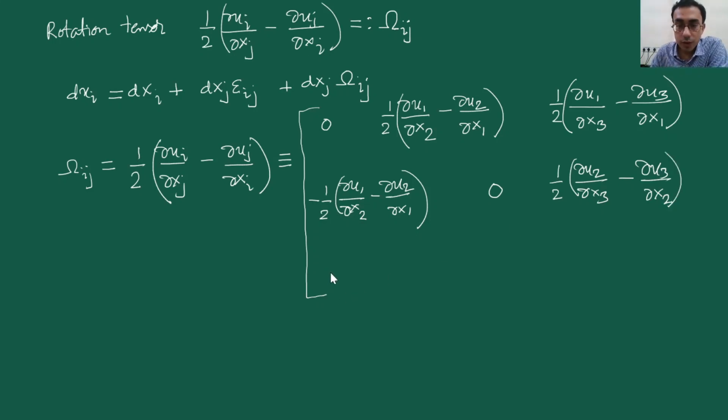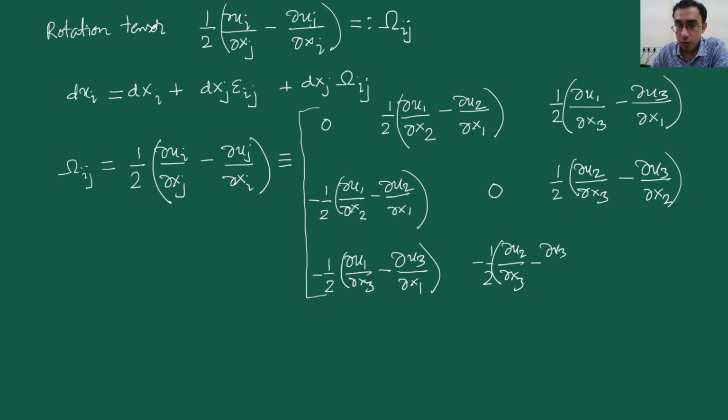And finally, for the third row, we know that it should be the negative of the first row, third column. So this should be minus del u1 del x3 minus del u3 del x1. And this term here that I'm going to write in the third row, second column should be the negative of the second row, third column, which is this term. So it should be minus half del u2 del x3 minus del u3 del x2, and the third row, third column element should be 0.